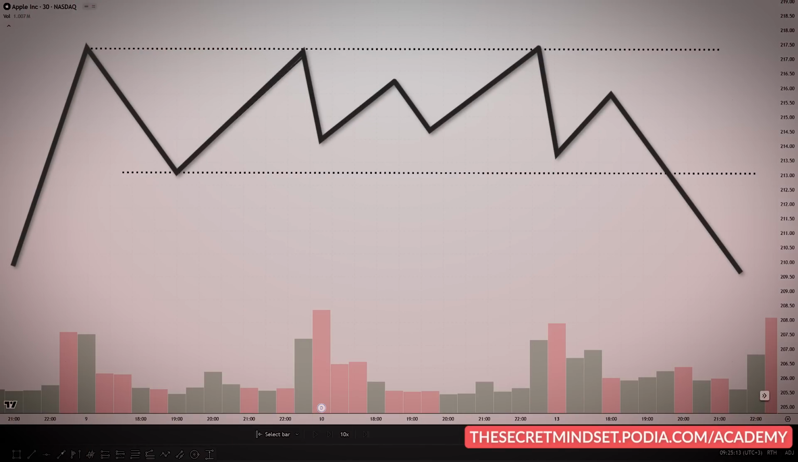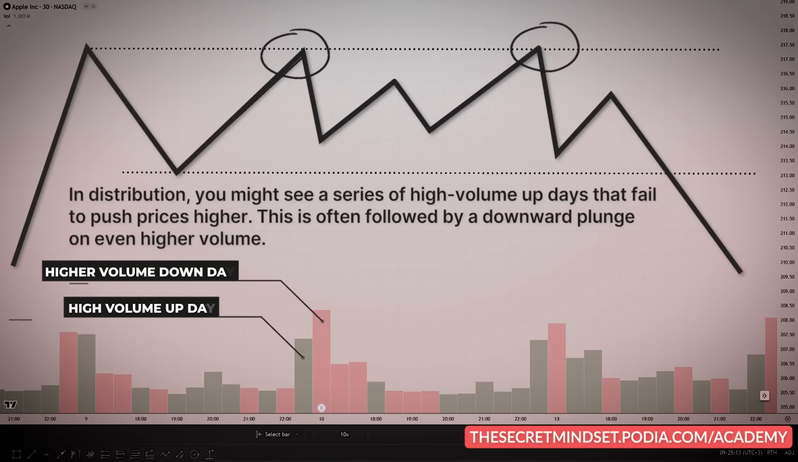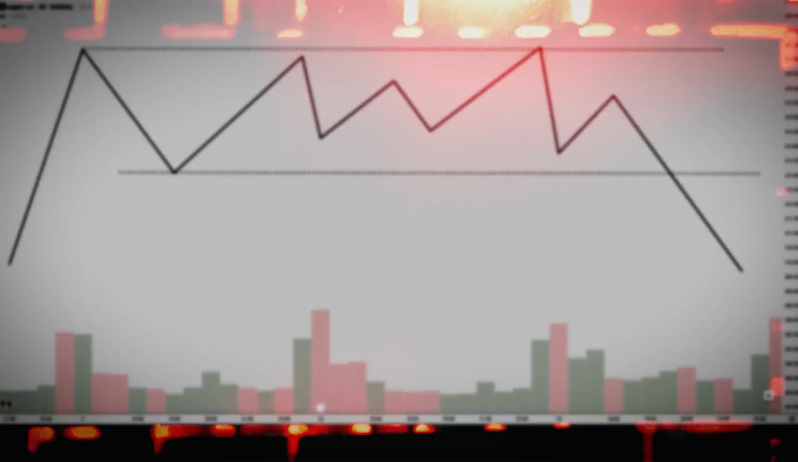In distribution, you might see a series of high-volume up days that fail to push prices higher. This is often followed by a downward plunge on even higher volume. This pattern can signal the end of distribution and the start of markdown.